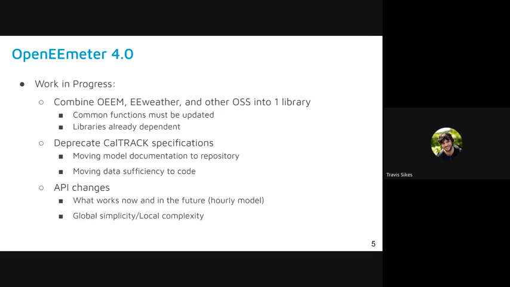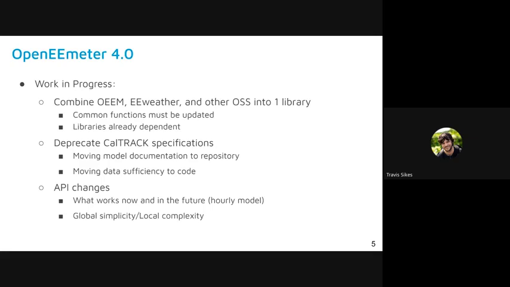The other thing that we're wanting to do is move data sufficiency from a list of requirements that you must follow in order to comply with the Caltrack specifications to something that is written into code, something that is going to be much easier for a person to not make a mistake and include data that they should not be. And on top of that, we want to do some additional API changes, still all in the same vein, where what we want to do is make everything easier to use.